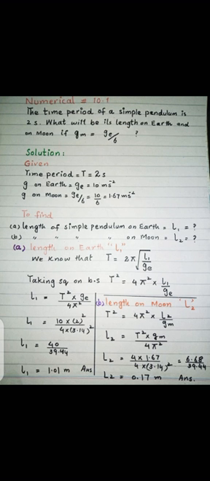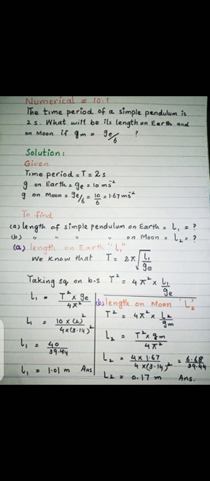Now we are going to find the length of simple pendulum on moon, L2. Taking again the same formula, T equals 2 pi square root of L over G. Taking square on both sides, T square equals 4 pi square multiplied by L2 over gravity on moon, Gm. L2 equals T square multiplied by gravity on moon over 4 pi square.